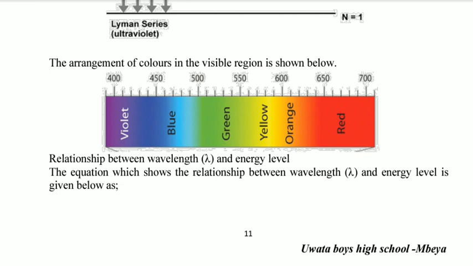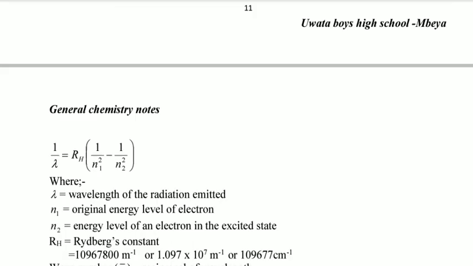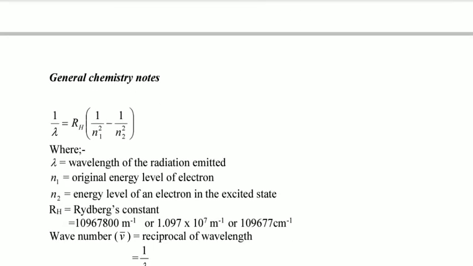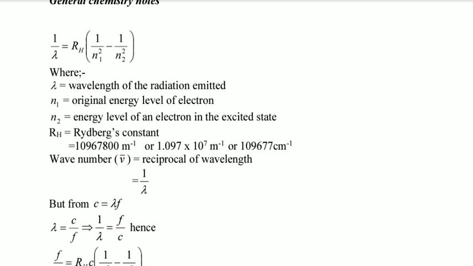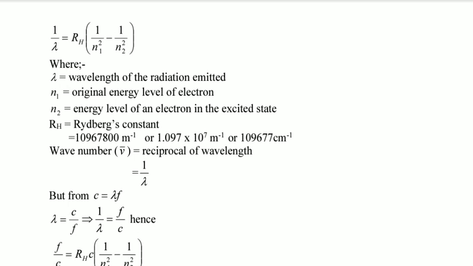Now, the relationship between wavelength and energy level. The equation which shows this relationship is given below. This is called the Rydberg equation. It is the equation we normally use in calculations of wavelength and energy level in the hydrogen spectrum. Different things can be done with this equation. You can calculate frequency, velocity, and things like that. Many manipulations can be done from this equation, so I beg you to follow the other video I will produce demonstrating the use of this equation in calculations.